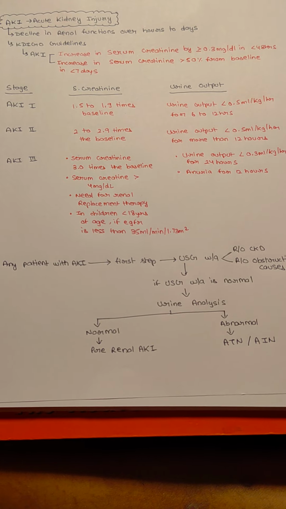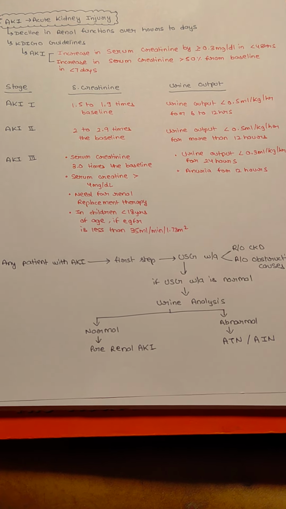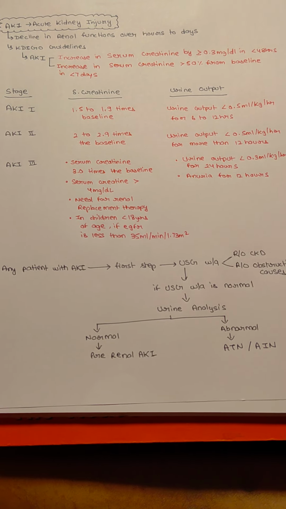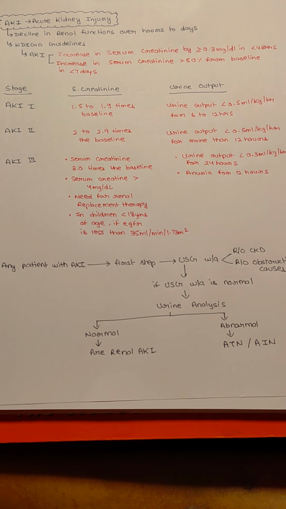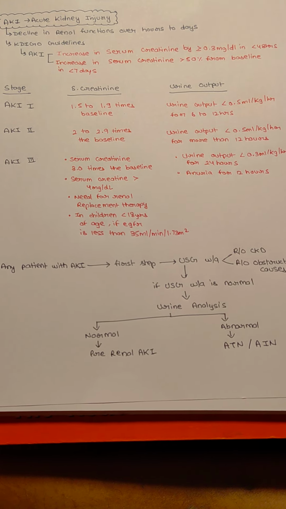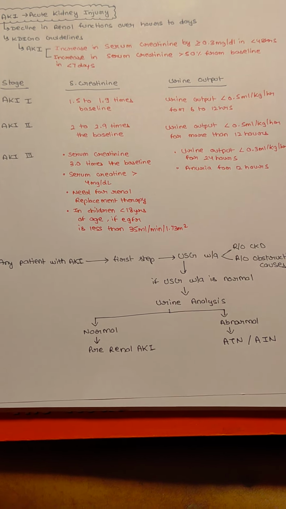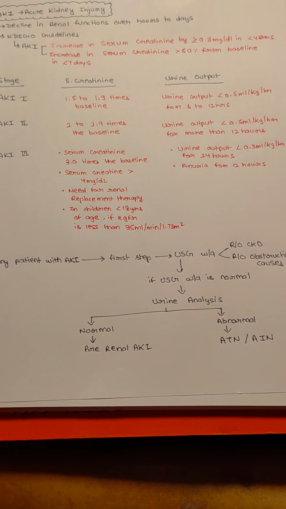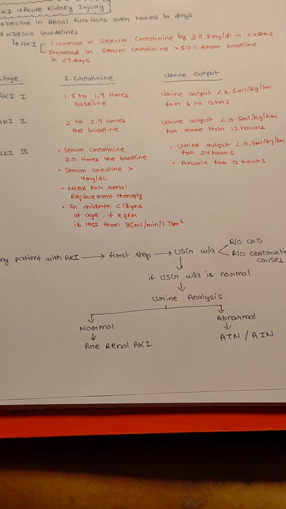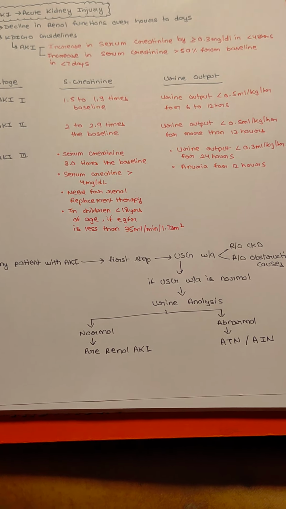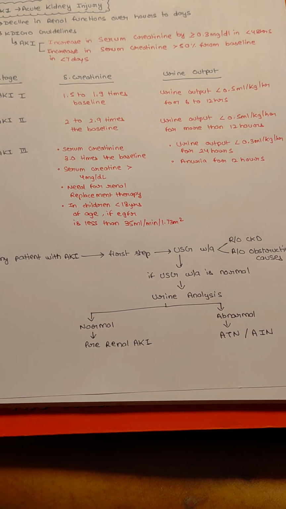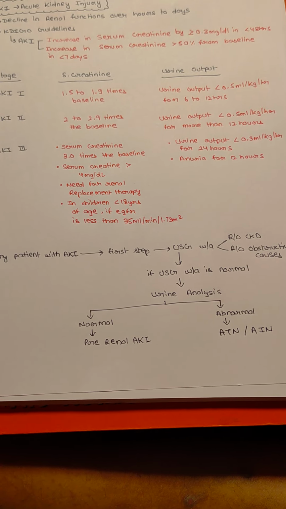AKI 3 is the most interesting because there are multiple criteria to diagnose AKI 3. The first is serum creatinine should be 3 times the baseline, or the serum creatinine value is more than 4 mg per deciliter, or there is a need for renal replacement therapy, or in simpler terms, there is a need for hemodialysis or peritoneal dialysis, or in children less than 18 years of age, the eGFR is less than 35 ml, or the patient is anuric for 12 hours, or the urine output is less than 0.3 ml per kg per hour for 24 hours.